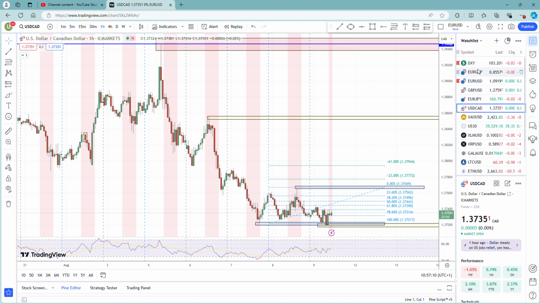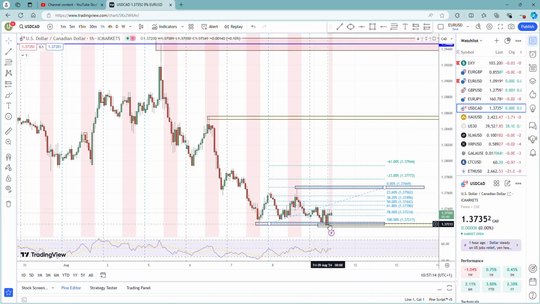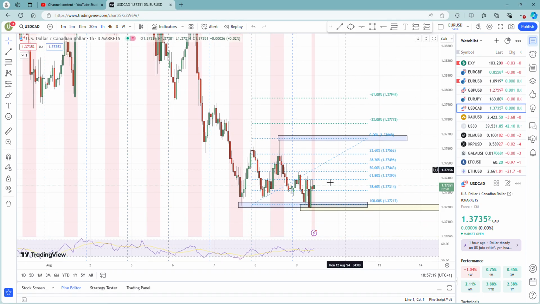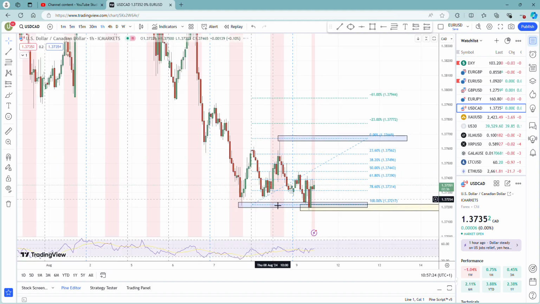So potential buy trade on USDCAD, it depends on DXY, usually correlates the same movement. But because USDCAD was at a support here at 8 o'clock, it would have been a good time to buy. I'm not sure if I've missed it now. Yeah, I wouldn't take an entry right now.